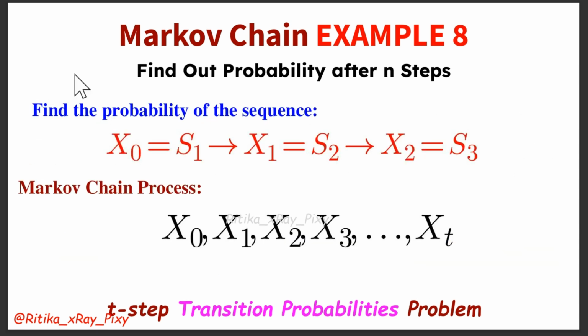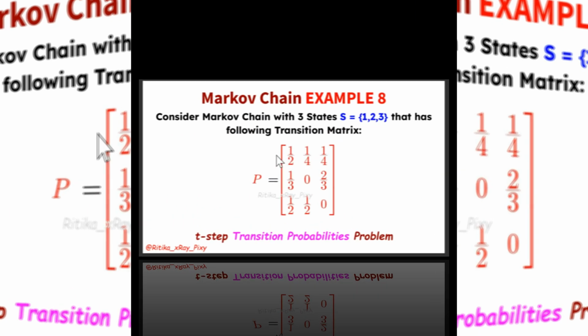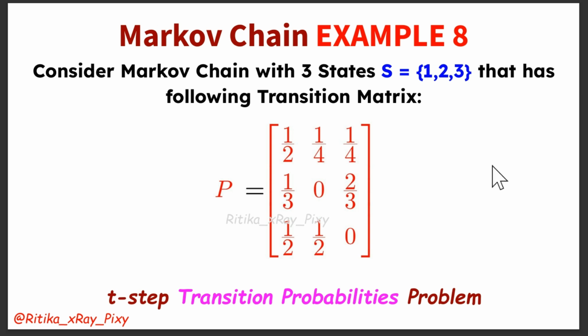Done. Now the third question is how to find the probability of a chain. Suppose we have a chain. How will we find the probability of that chain? For example, find the probability of the sequence x0 equal to s1, that is state 1, x1 equal to state 2, x2 equal to state 3. A Markov chain is a process x0, x1, x2 and so on. For example, if we have x1 equal to 1, it means the process is in state 1, and x2 equal to 2 means the process is in state 2. Done. We will try to understand this using another example.